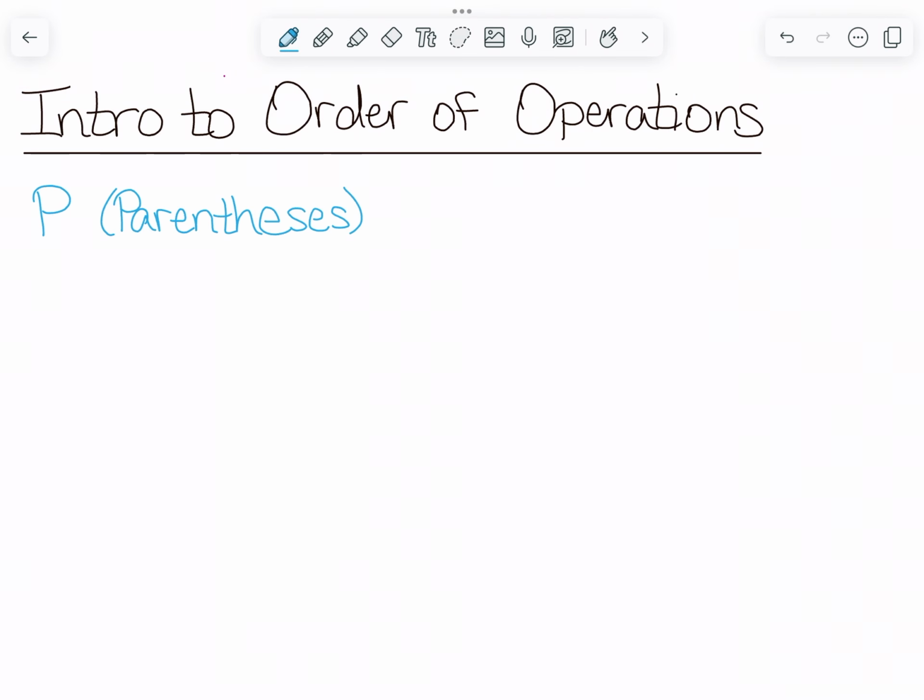First we have the P. This stands for parentheses. We should always do the operations inside of a parentheses before any other operations. Next up we have E for exponents. Once we complete our parentheses, our next step is to compute any exponents that appear in the problem.